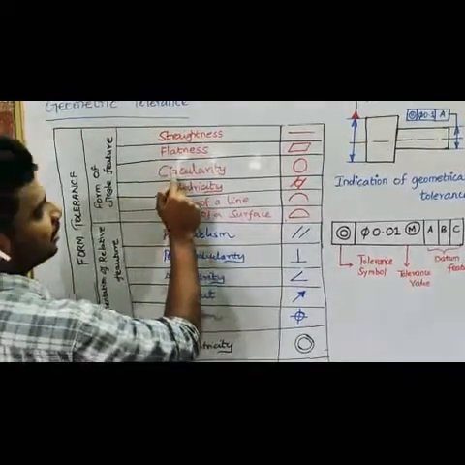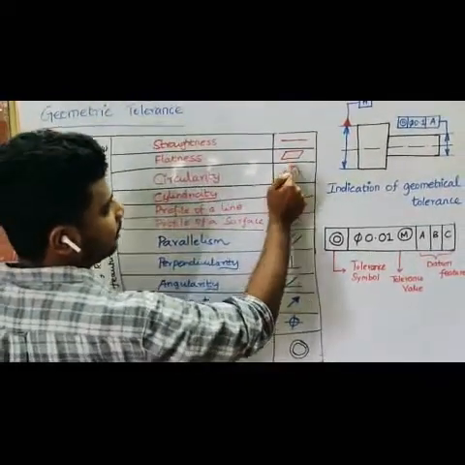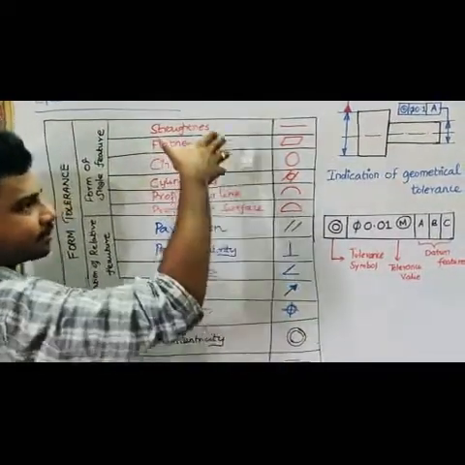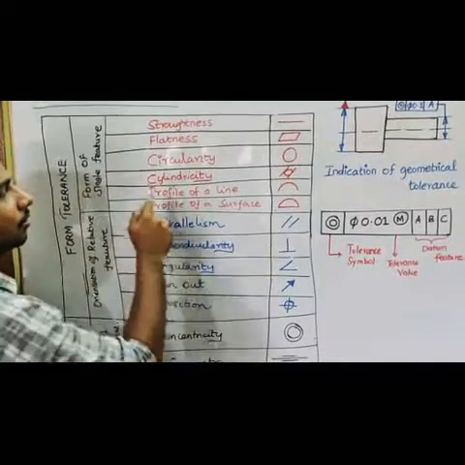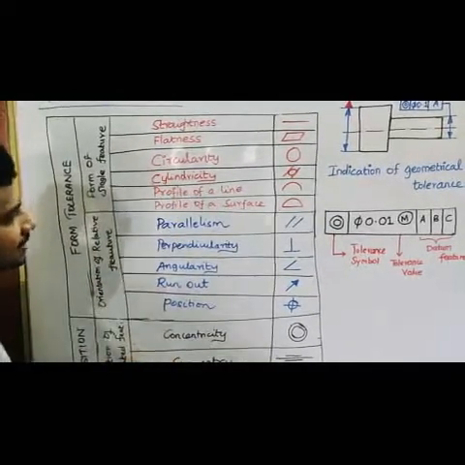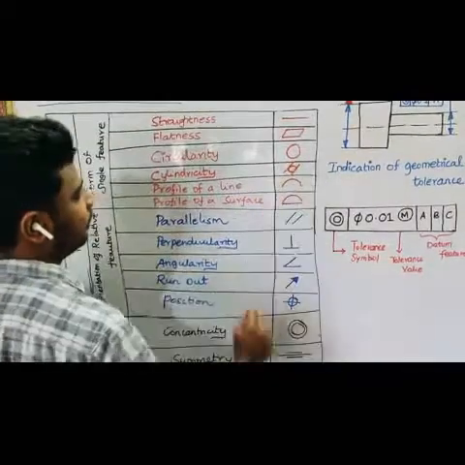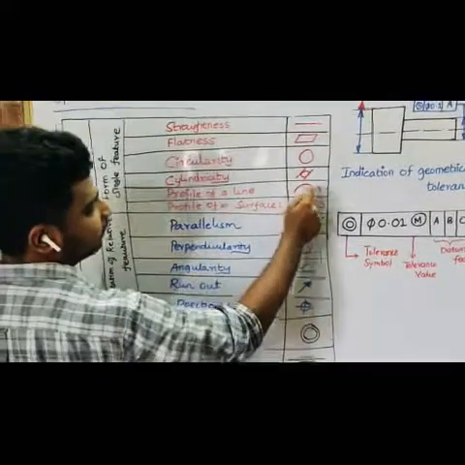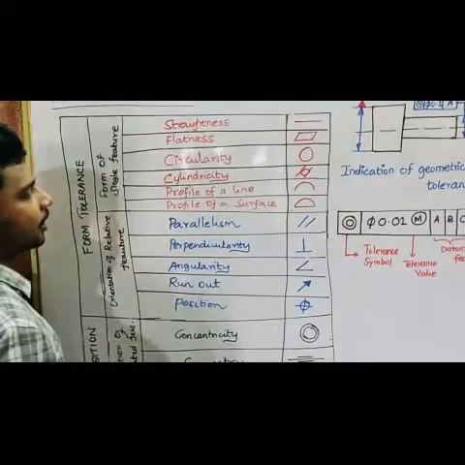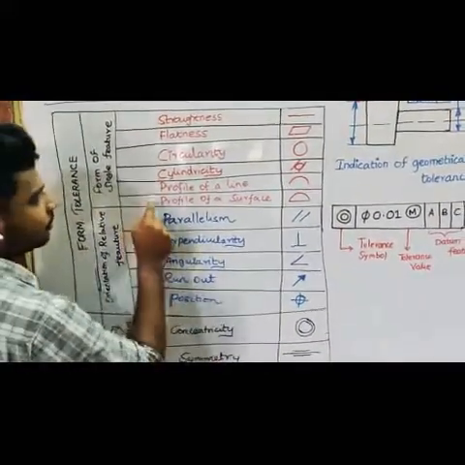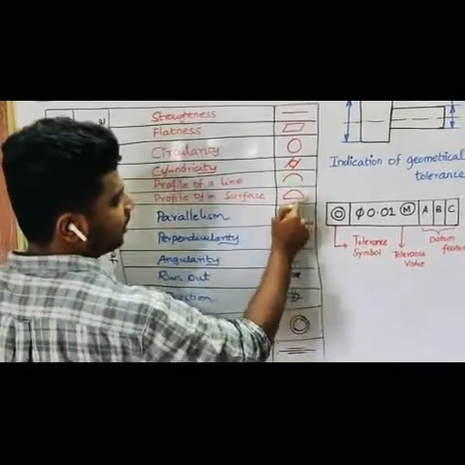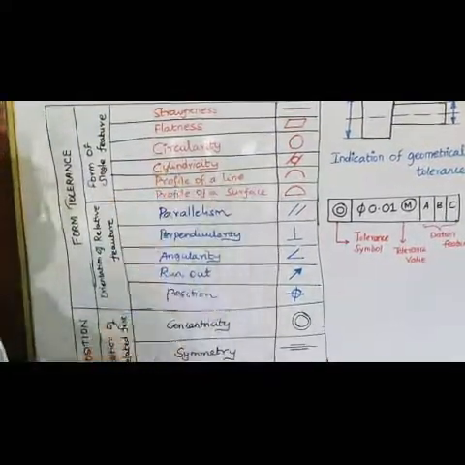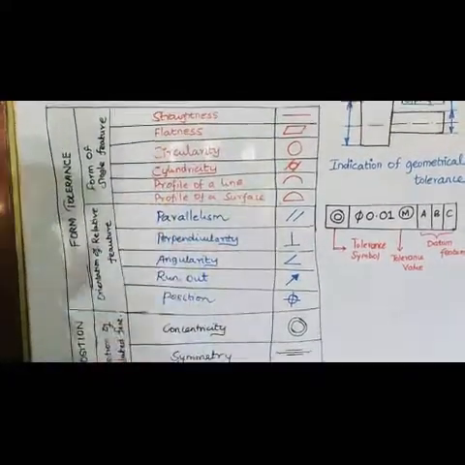Next is circularity, to state whether the circle is perfectly circular or within a tolerance zone. The symbol for it is a circle. The fourth one is cylindricity, whether the cylinder is perfectly cylindrical or not, and we have a symbol for that. The fifth one is profile of a line, with a curved symbol to indicate the profile of a line. The sixth one is profile of a surface, a closed loop of the curved line. These are all single features: straightness, circularity and cylindricity.